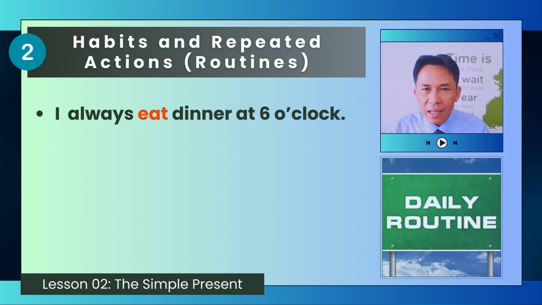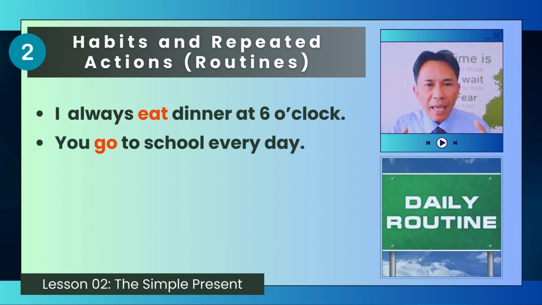You'll notice here that I use the adverb always because I'm talking about something that I do regularly or something that I do on a regular basis. Now, what do I do regularly? Well, I eat dinner at 6 o'clock. Eat dinner is what I do regularly. So I use the simple present tense. And here I use the verb eat. I eat.